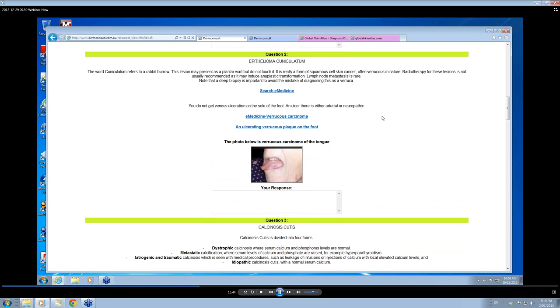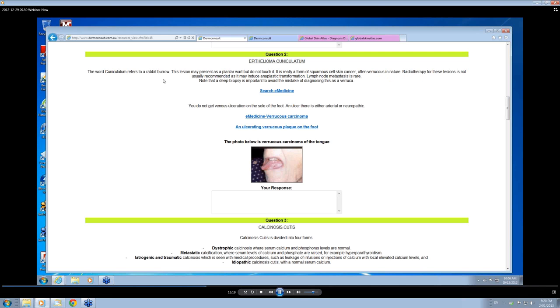Next topic, epithelioma cuniculatum. Cuniculatum means like a rabbit burrow. And this is a curious lesion. Epithelioma suggests that it's some form of epithelial tumor, like a rabbit burrow. I don't have a good picture, but it looks like a really bad plantar wart, a really big plantar wart with some sinuses associated with it. But what it really is is a form of squamous cell skin cancer, and it's verrucous in nature.